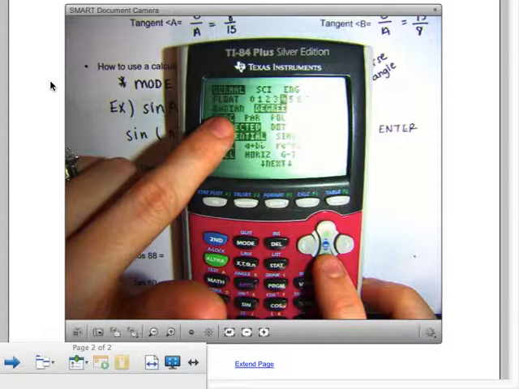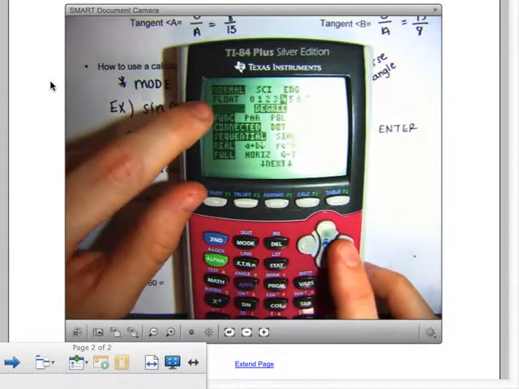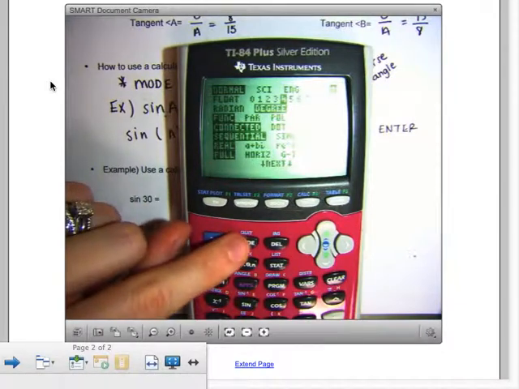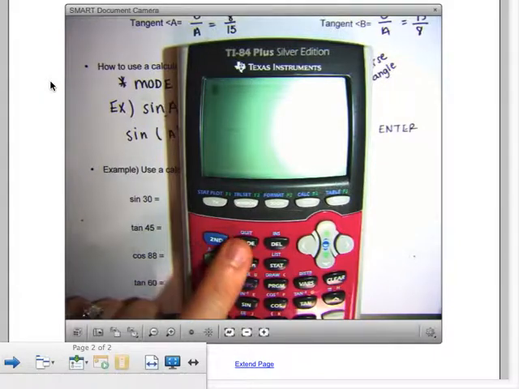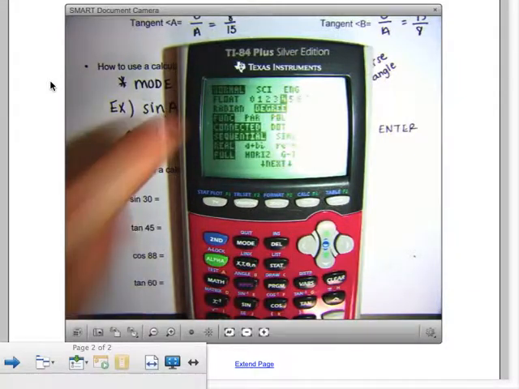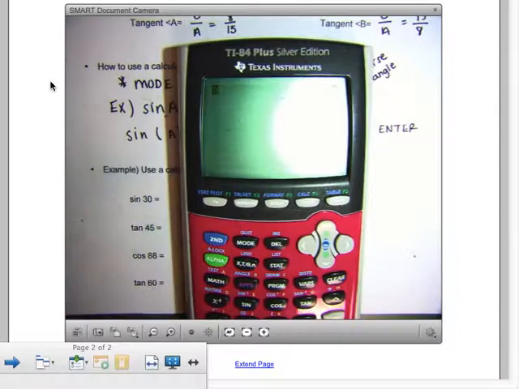If your radians is the one that's highlighted and not your degrees, scroll down and then scroll 1 over so that it's blinking over degree and hit enter. Now it will be selected, and then hit second mode and you're out. Double check that you're in degrees. Go back to mode, which is the second button right after the second one. Make sure degrees is highlighted, and it is, so just do second mode to get out of there.